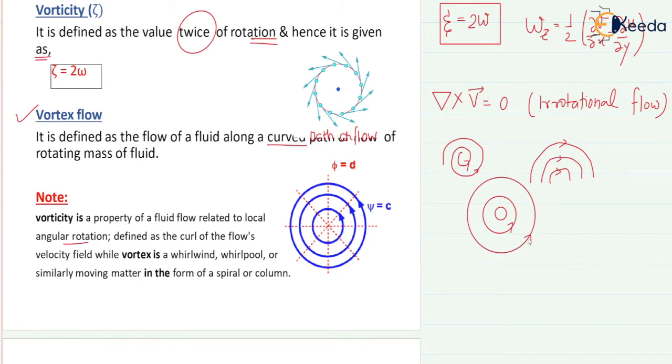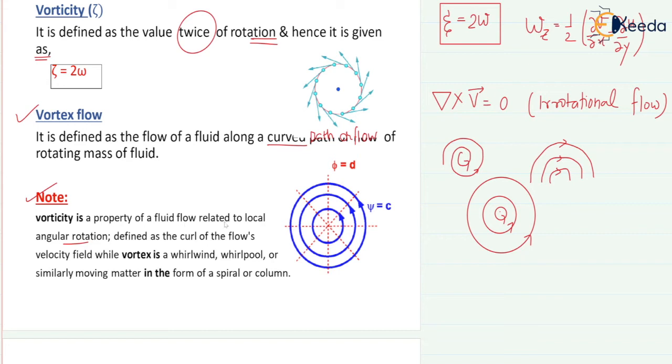So these are the directions of the streamlines. When you talk about vortex flow, it is defined as the flow of a fluid along a curved path, not necessarily a complete circle, or flow of a rotating mass of fluid. And here there is a difference between vorticity and vortex. It is given very nicely.